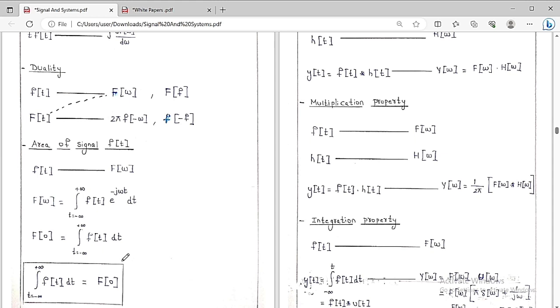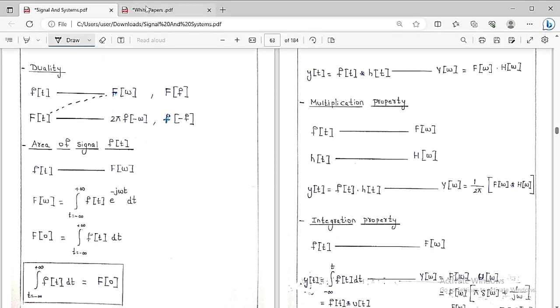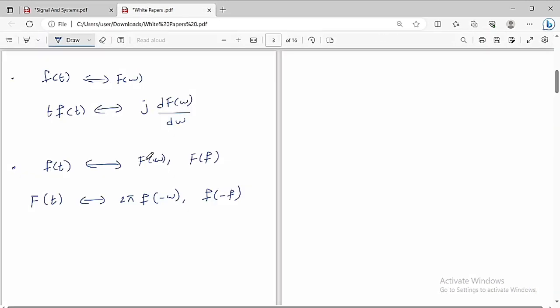Means for the Fourier transform, see at omega equal to 0 what the expression is. That is nothing but simply the area under the signal f of t. So let me write the expression. Therefore, the integration from t equals minus infinity to plus infinity of f of t dt is nothing but capital F of 0. This one you always have to keep in your mind.